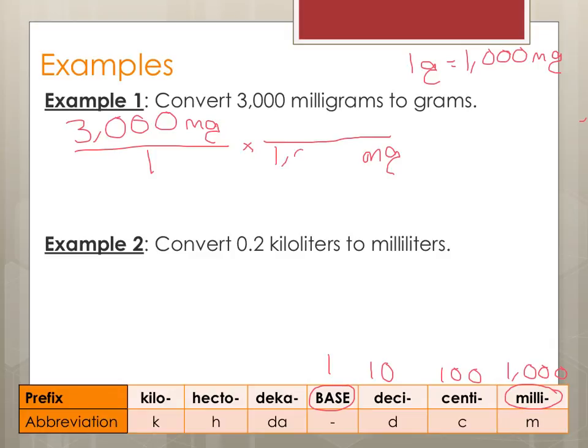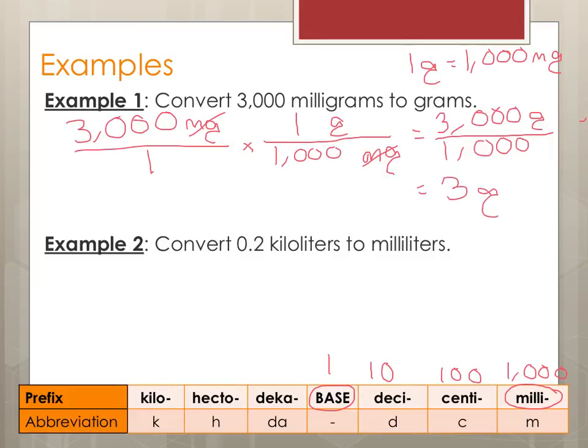So we'll have 1,000 on the bottom and 1 gram on the top. Milligrams and milligrams will cancel. So when we multiply it across the top, we get 3,000 grams divided by 1,000 grams, or 1,000 without a unit, I apologize, and 3,000 divided by 1,000 is going to give us 3 grams. So 3,000 milligrams is equal to 3 grams.